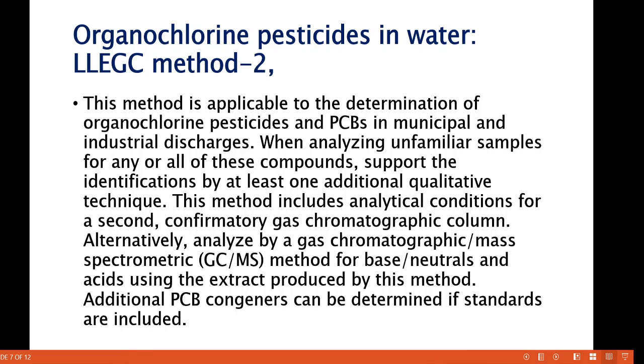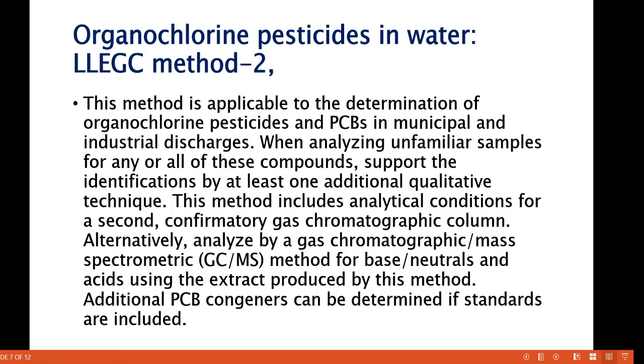Then here we see method 2. This method is applicable to the determination of organochloride pesticides and PCBs, it is again the pesticides, in municipal and industrial discharges, that is, discharges from agriculture waste. In method 2, the municipal and industrial discharges contain these organochlorine pesticides.